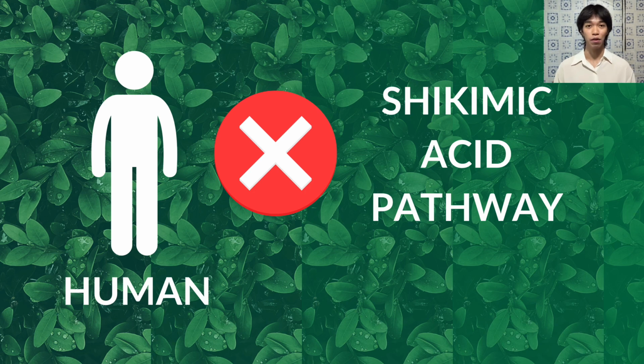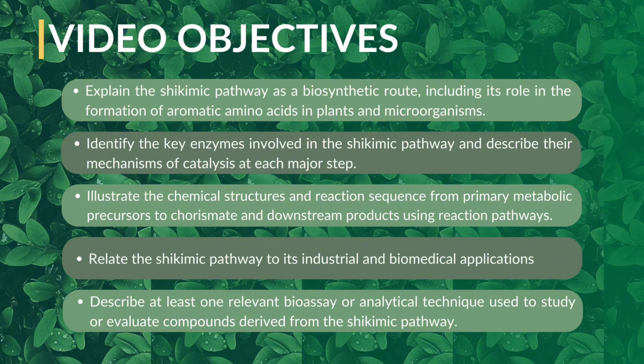This is why these aromatic amino acids must be obtained from our diet. Because this pathway is absent in humans but present in plants and microorganisms, it has become an important target for herbicides and antibiotics. In this video, we aim to provide a clear explanation of the Shikimic pathway as an important biosynthetic route. We will discuss the key enzymes involved and explain how they catalyze each step of the pathway, supported by the relevant chemical structure and reaction pathway.